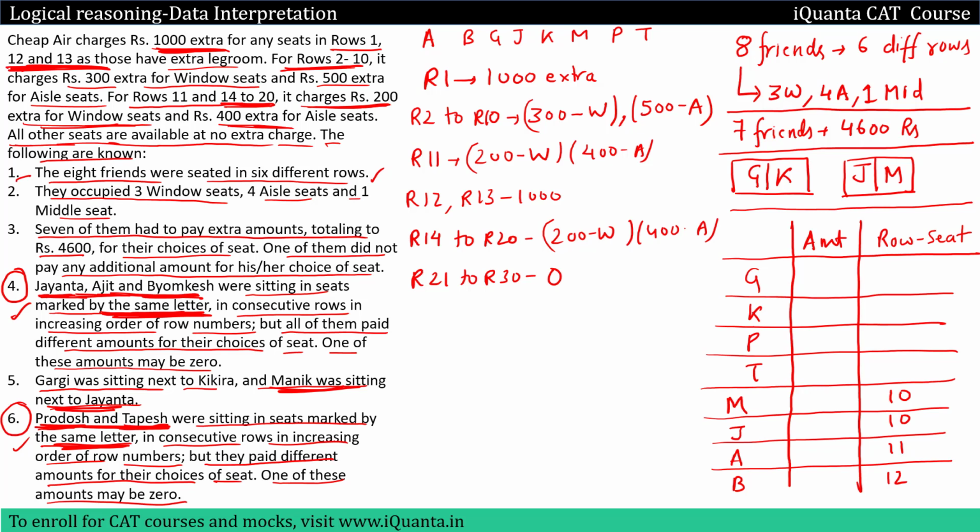So now all the clues are over except this one. 7 of them had to pay extra amount totaling to 4600. So I'll be doing everything related to amount over here. So 7 people are paying a total of 4600. See, if I make 5 friends pay 1000 rupees each, then in that case the extra amount will exceed 4600. So that means 5 people cannot pay 1000 rupees, okay?